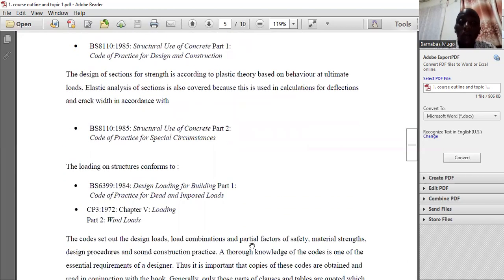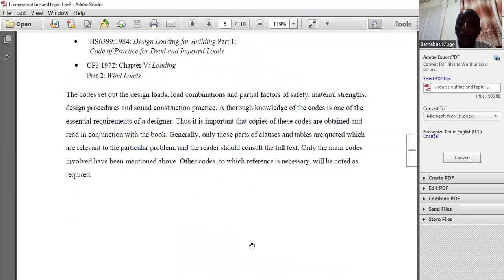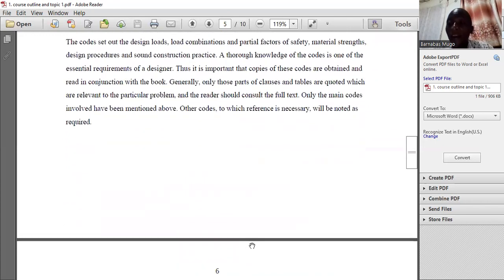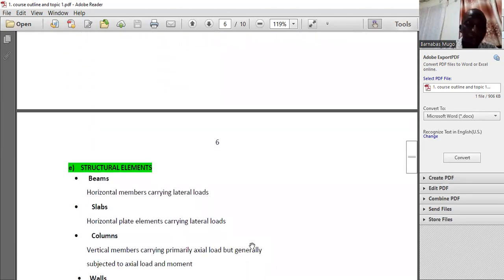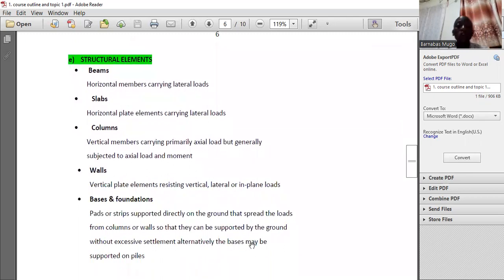So you need to download this book, or I'm going to share it with you so that you can print it. And this is the only course where you are supposed to use this reference material in your examination. Then we also need to look at the structural elements.